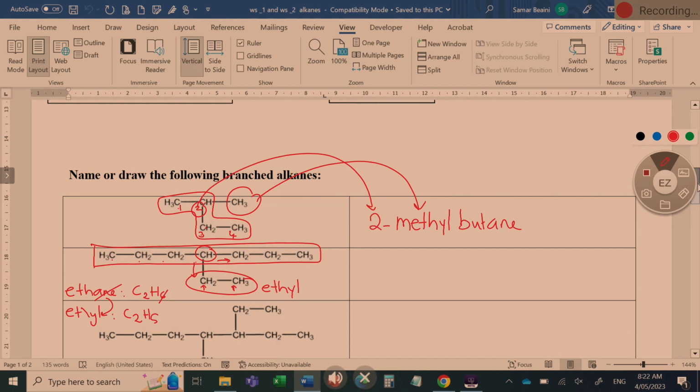Yes, because when I number 1, 2, 3, 4, if I go from this side, it's going to be the same. So it doesn't matter which direction. Excellent. So it's 4 ethyl. What is the chain? Heptane. Yes, because there was 7: 4, 5, 6, 7. So this is 4 ethyl heptane.